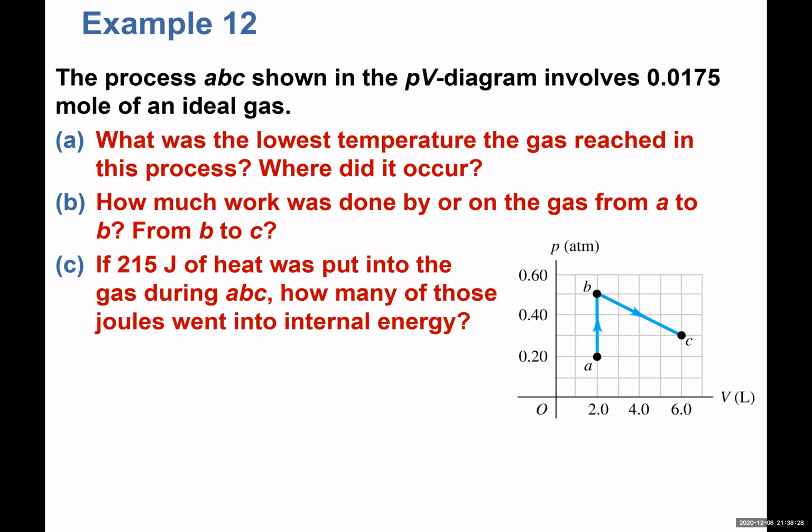how many of those joules went into internal energy? All right, so let's look at this example. We're given a PV diagram in terms of some of the values for A, B, and C, right? Pressure and volume and things like that. And also we're given the number of moles, right? And we want to find what was the lowest temperature the gas reached in this process.